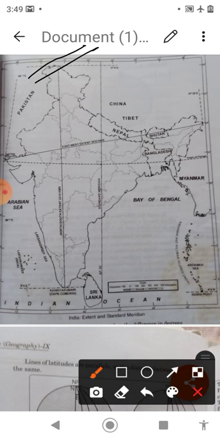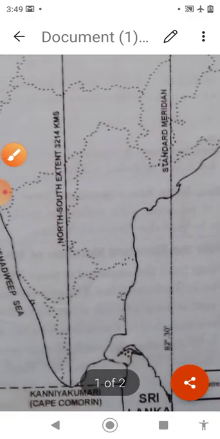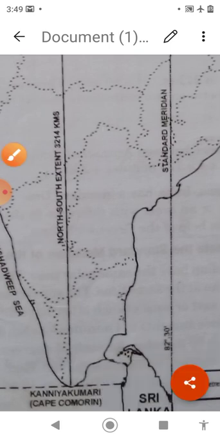And with regard to the north-south extent of our country, that is 3,214 kilometer. It is given in your textbook also. You can see the map in the textbook also. You can see this line here, it has been given. The north-south extent is 3,214 kilometers.